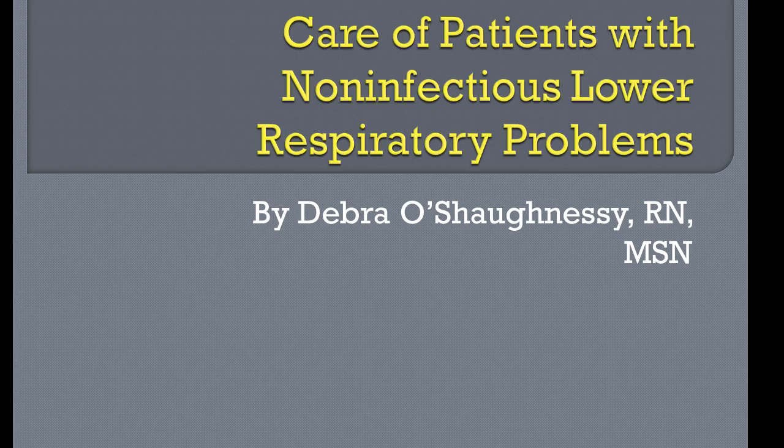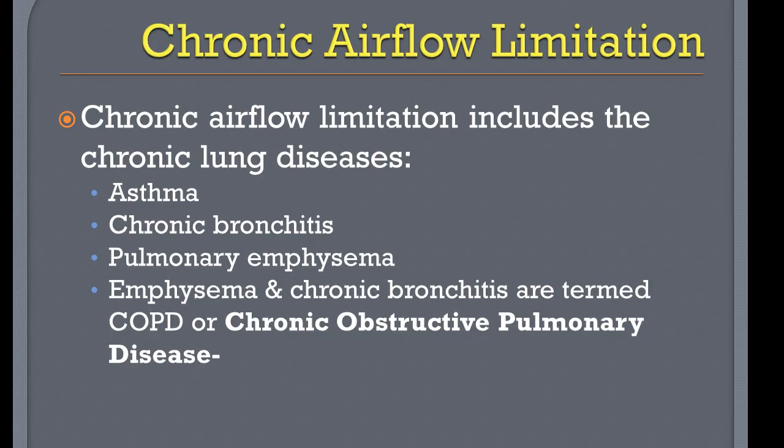So let's move on and talk about this word that we use to describe this category of respiratory diseases, chronic airflow limitation, and it includes the chronic lung diseases such as asthma, chronic bronchitis, and pulmonary emphysema. What's important to understand too is that emphysema and chronic bronchitis, many times patients will have both of these together, and these are termed COPD or chronic obstructive pulmonary disease, and that one word, obstructive, is very important because that defines what COPD is all about: obstruction, okay? So we want to look at those pretty much together and see how they manifest.